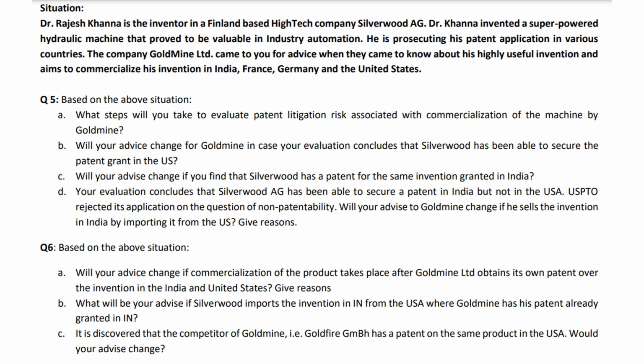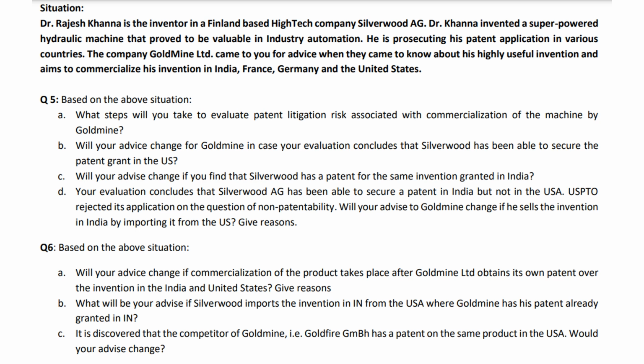Point number B, what will be your advice if Silverwood imports the invention in India from US when Goldmine has his patent already granted in India? Here Silverwood wants to bring the invention into India by importing it from US, because US doesn't have a granted right of Goldmine. Silverwood is allowed to do so by doing a parallel importation under section 107A(b), because that allows picking up the patented invention from the authorized dealer in another country and bringing it into India. You have to tell Goldmine that this parallel importation is an opportunity available to the importer.